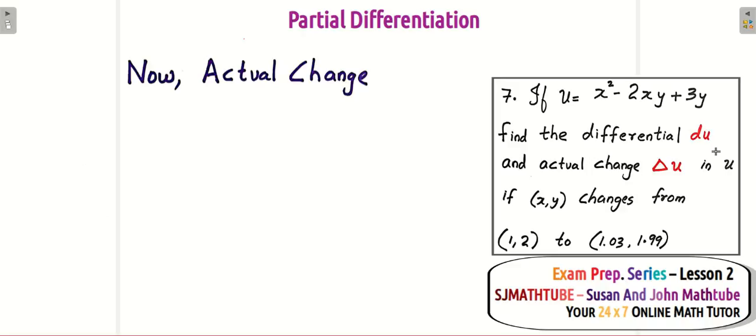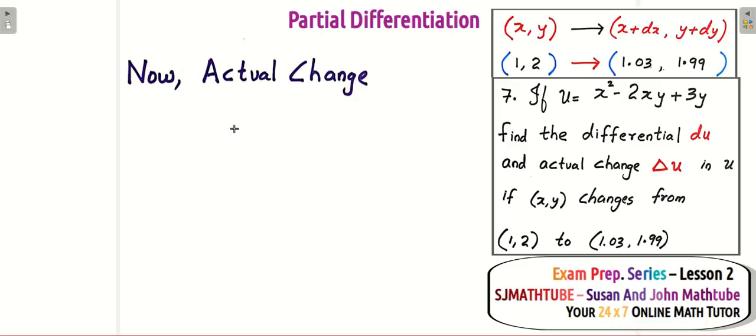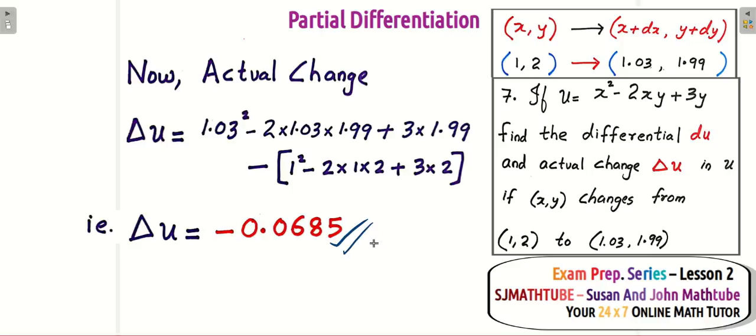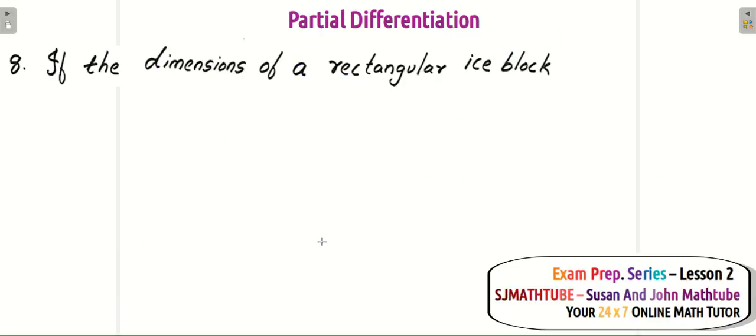Now let's go for the actual method. So actual change is very easy. This is the initial point, this is the final point. So what we do is we plug in the final value minus we plug in the initial value in the given function. So I will write the initial value, final value over here, and look at this. I'm going to plug in the final value here, and see, if you compare the value which we got from the differential method, it will be very, very nearby. It's approximately 0.07.